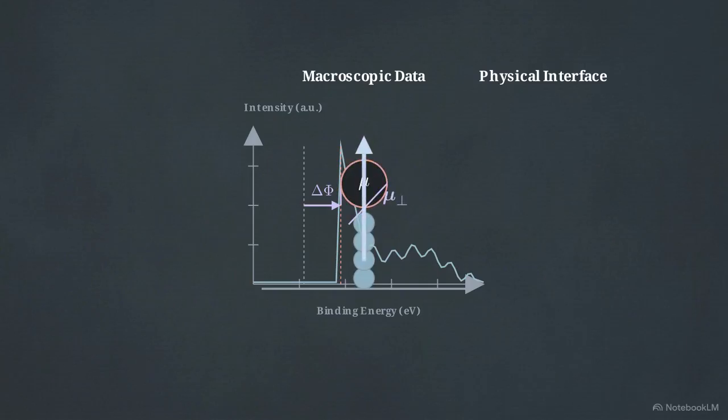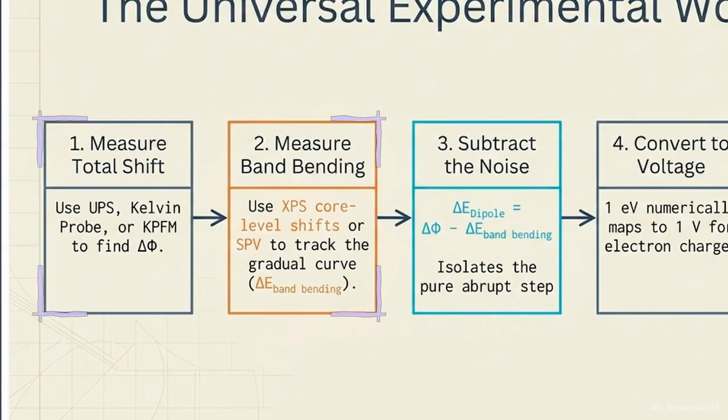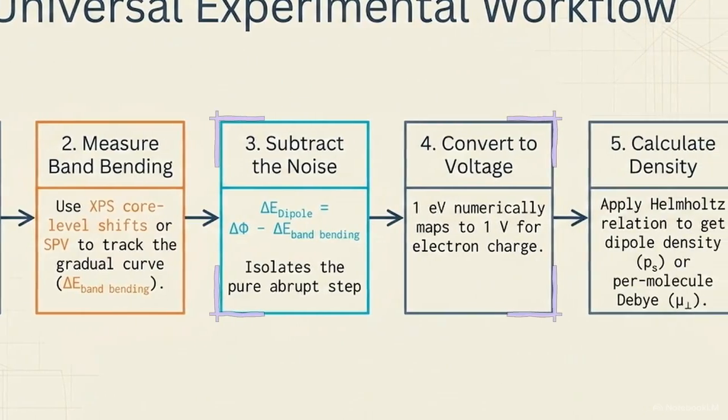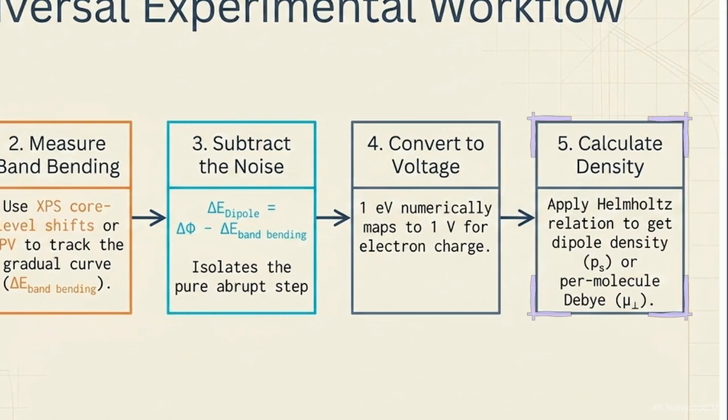Let's review the complete methodology we just executed. First, UPS measures total surface shift. Second, XPS tracks the underlying band bending. Third, subtract band bending to isolate the pure energy step. Fourth, convert that shift into a voltage step. Finally, apply the Helmholtz relation to calculate the physical dipole density.